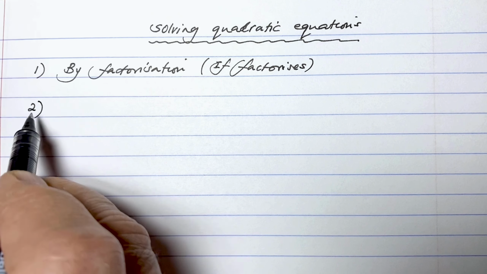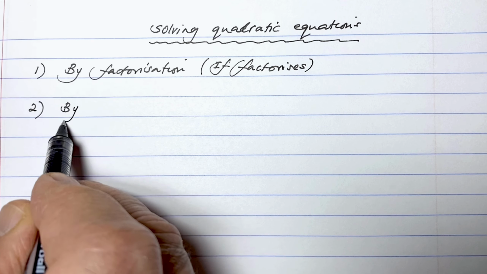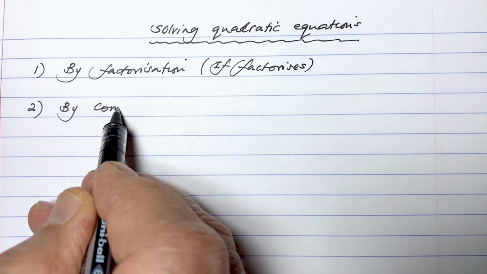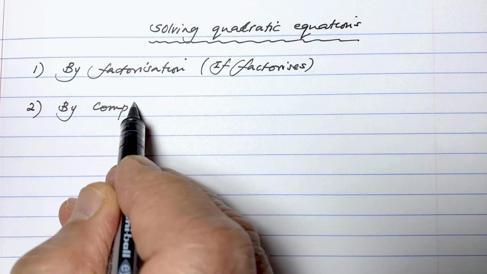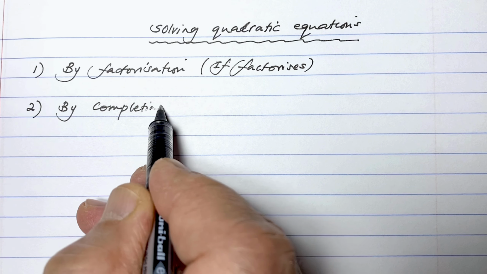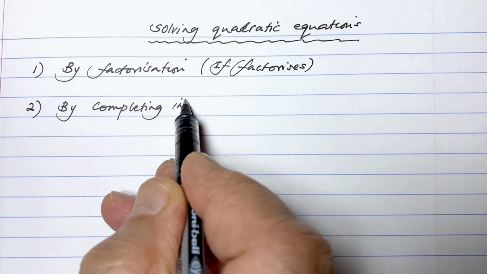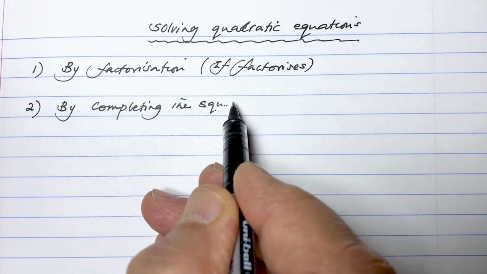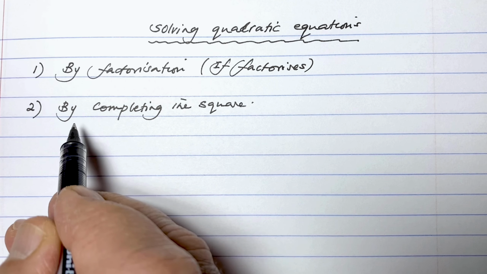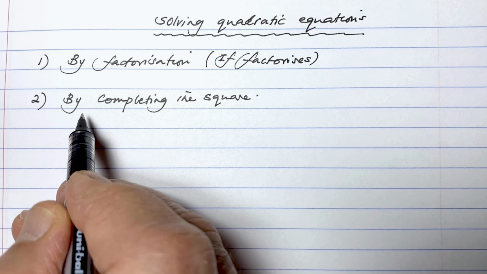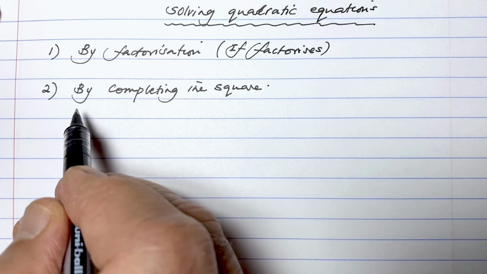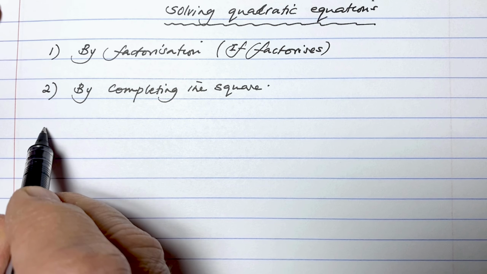2, by completing the square. Of course, all quadratic equations can be solved by means of completing the square.